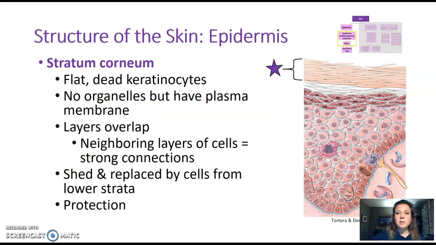And the most superficial layer of our epidermis is called the stratum corneum. These are the cells that are flat, they're dead, they have no organelles, but they still have their plasma membrane. The layers are going to overlap each other, and there are still some strong connections in between these cells. Eventually, they are shed and replaced by the cells from the lower strata. So again, as these cells are migrating up towards the surface of the skin, the ones that are up here at the top are going to be shed and replaced. If any of you have ever had to dust your room or dust furniture in your house, most dust is made up of dead skin cells. These cells are going to add an extra layer of protection to the soft tissues that lie underneath our skin.